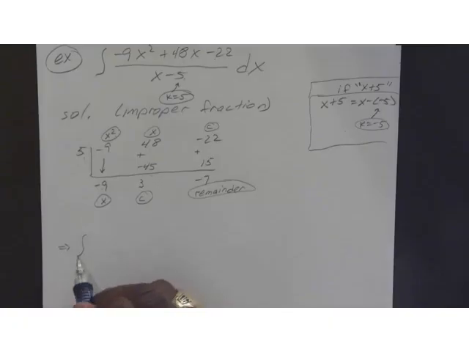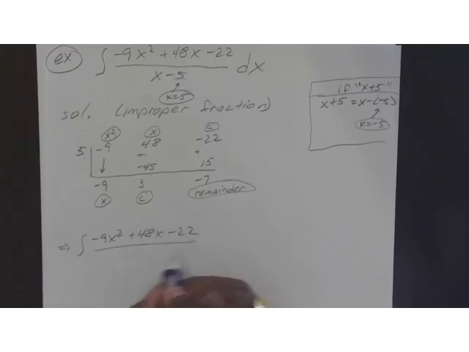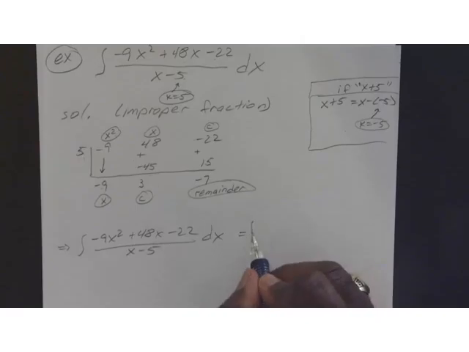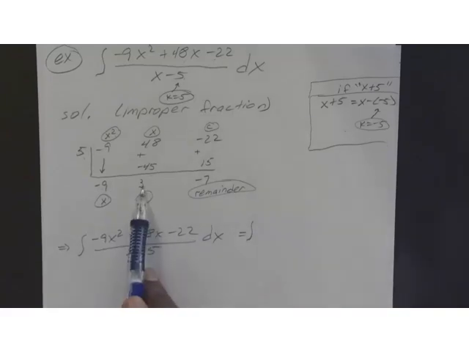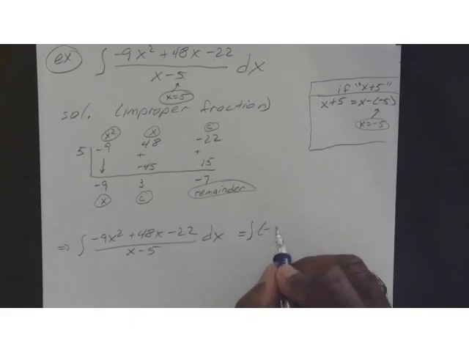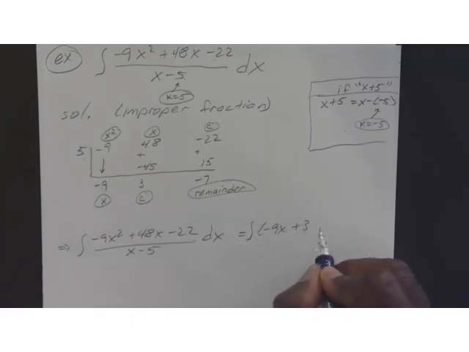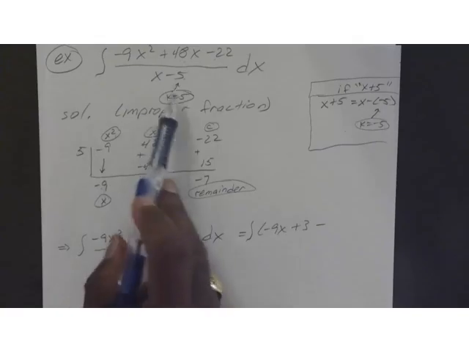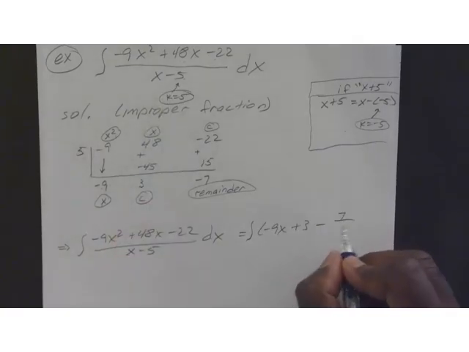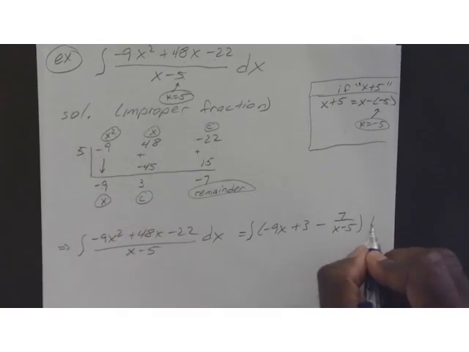So that means we can take the integral of (-9x² + 48x - 22) divided by (x - 5) with respect to x, and we can rewrite it to the much more appealing (-9x + 3 - 7/(x - 5)) with respect to x.